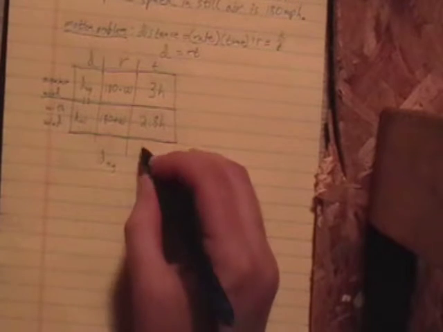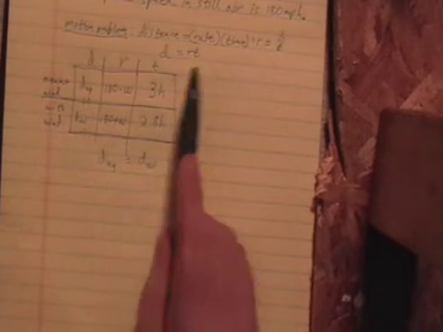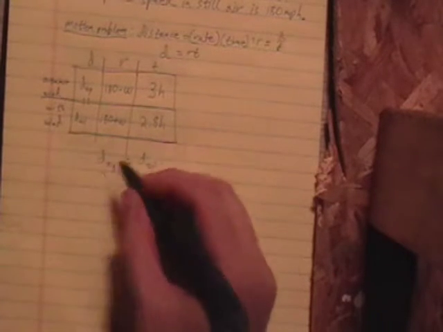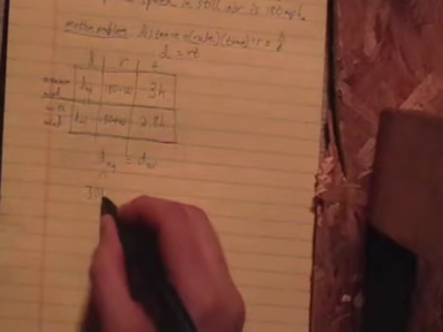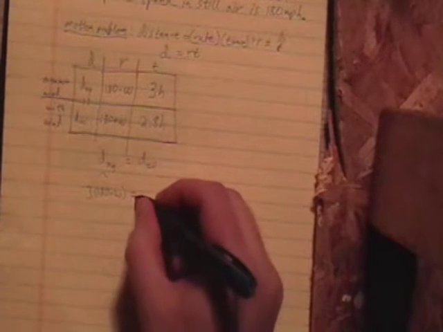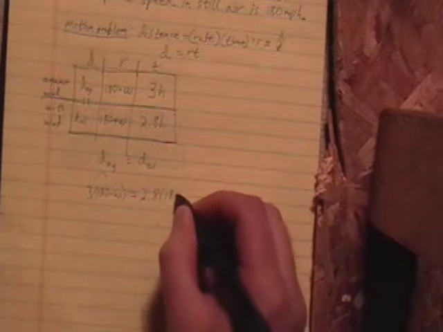So I know that the distance against the wind is equal to the distance with the wind. Since distance equals rate times time, I can use this rate and time right here, just pulling right off my table. This is going to be 3 times (180 minus W), from against the wind, which has to be equal to this distance with the wind. That's 2.8 times (180 plus W). So here's what we got, and now notice, this is a piece of cake. All we've got to do is solve for W.